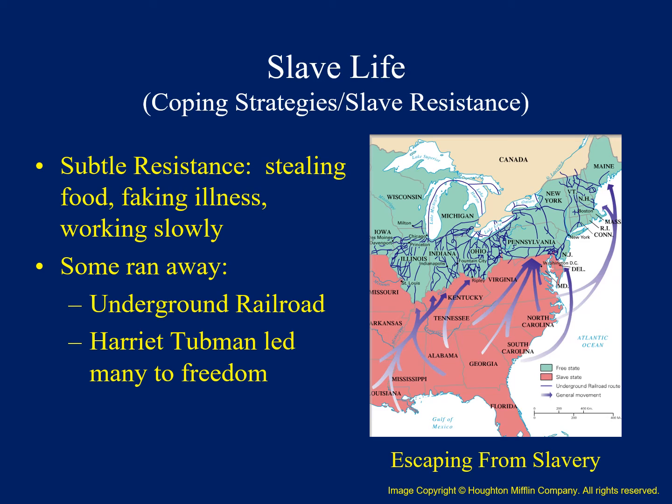Others ran away. It's estimated between 1850 and 1860, about 1,000 slaves used the Underground Railroad to travel from slave states to free states. Harriet Tubman became famous for leading so many slaves to freedom.